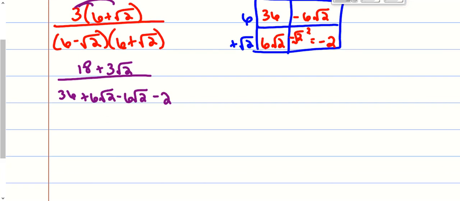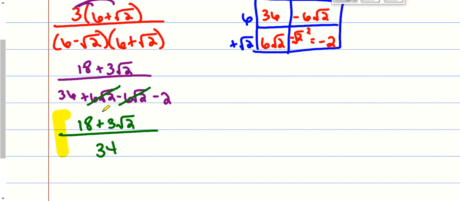Now we can simplify a little further. On the top, we still have 18 plus 3 square roots of 2. On the bottom, 6 square roots of 2 minus 6 square roots of 2 cancel. So 36 minus 2 is 34. And that is our final answer. Because 3 doesn't go into 34, there's nothing else that can simplify right there. So there we go.